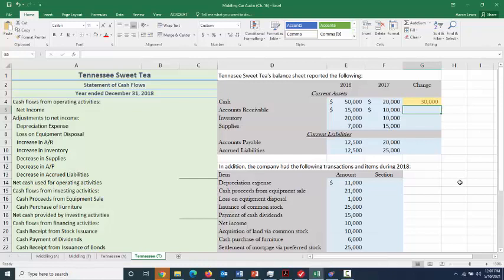What about accounts receivable? Well, we had $15,000 of accounts receivable at the end of 2018. When we reported during the previous year, we reported $10,000. So Tennessee Sweet Tea's accounts receivable balance increased by $5,000 during the period. The same is true for their inventory. They had $20,000 at the end of the current period and $10,000 at the end of the prior period. That is an overall increase of $10,000 over the course of the 2018 business year.